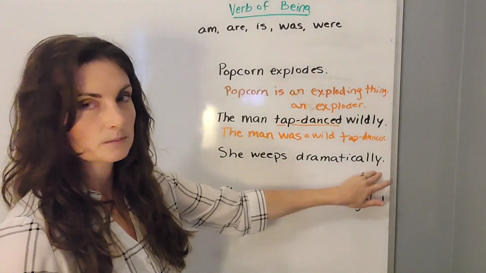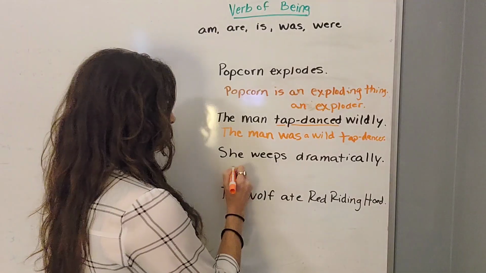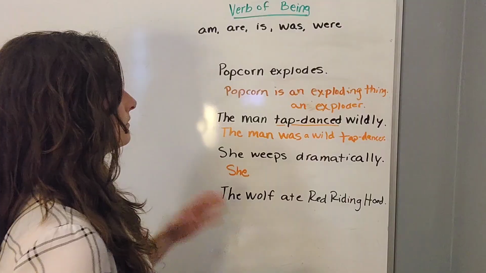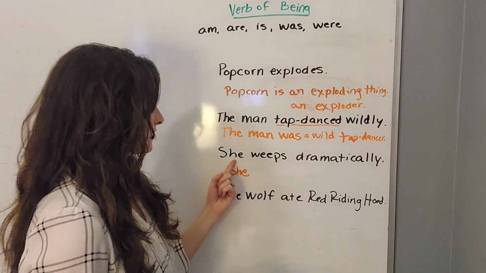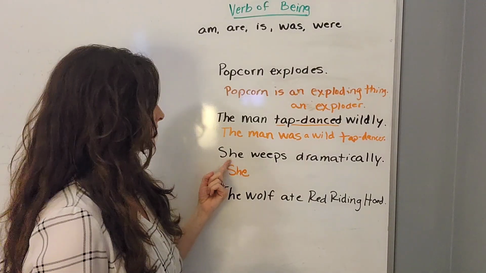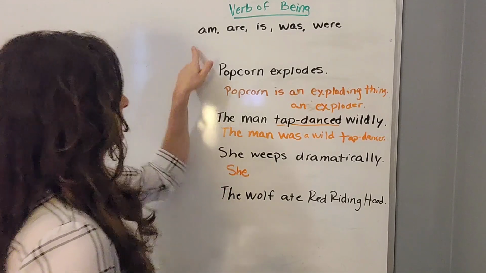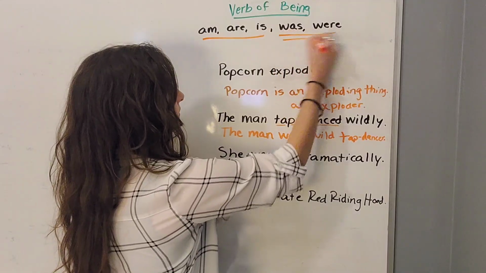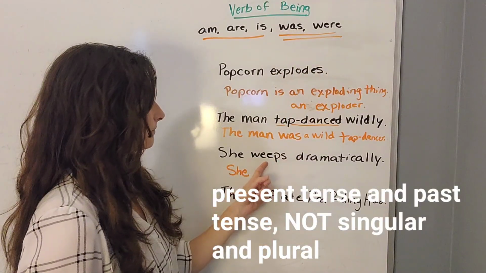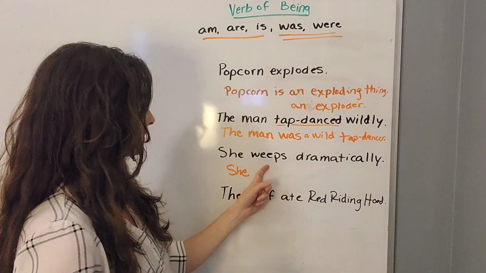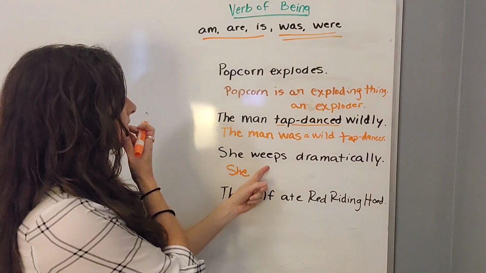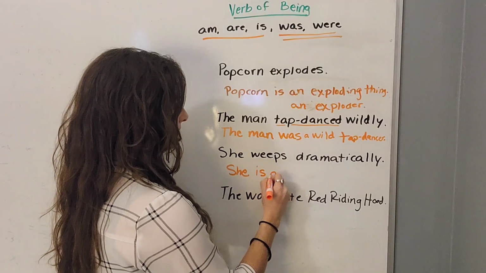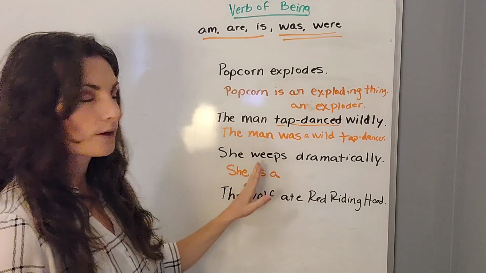Again, first things first, I'm going to find the subject. She is the subject. That's all there is in the subject. Now I need to add the verb of being. It has to match the number of the subject. She is singular. So I'm going to be dealing with these up here. These are singular and these are plural. Weeps. What tense is that? That's present. So I'm going to use the present tense up here in singular. She is a.